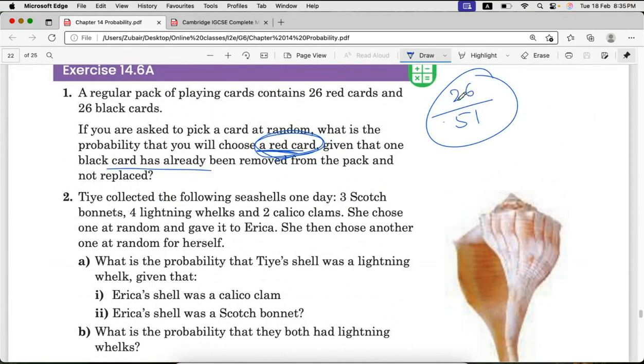Does that make sense? You're picking a red card, and given that black has already been taken, the total is reduced. There was a deck of 52. One black has already been taken out, and we are left with 51 total. Out of these, there were 26 red, so 26 by 51. Let's try question number 2.